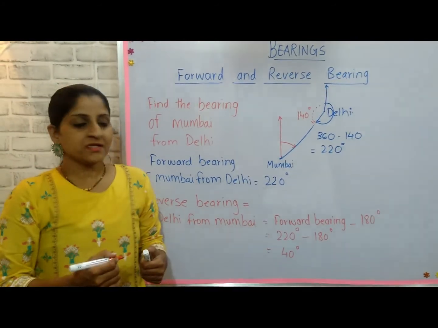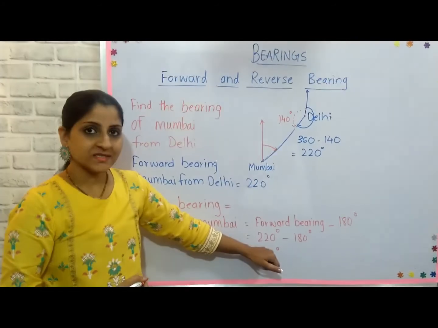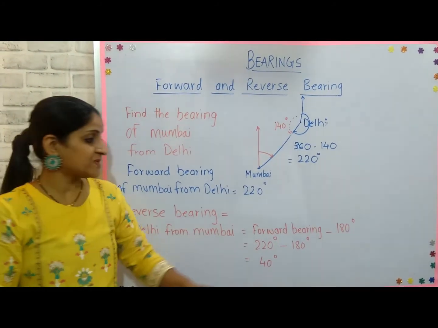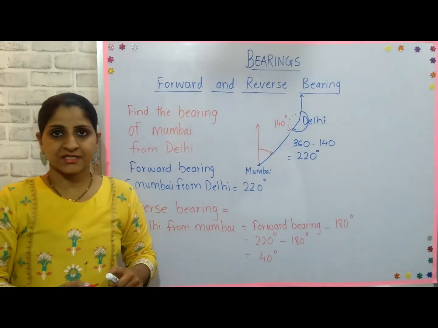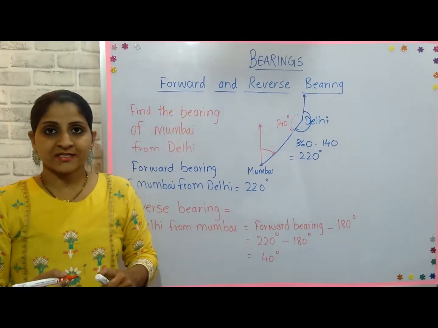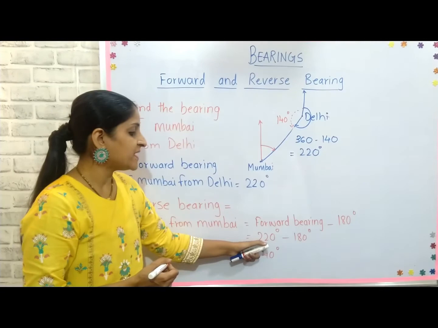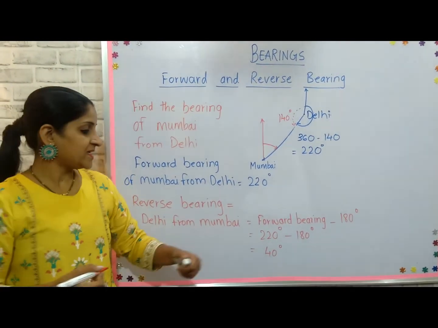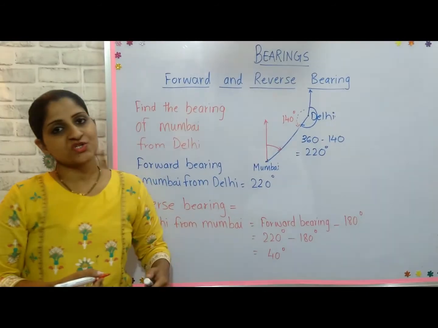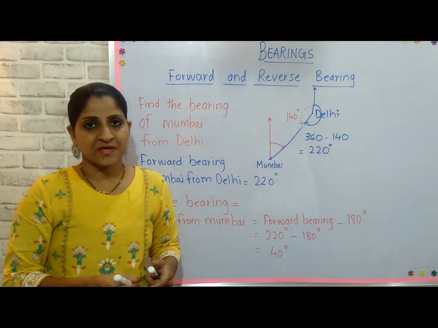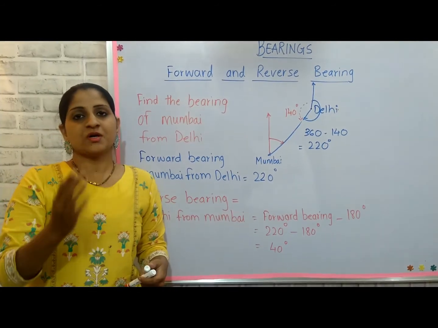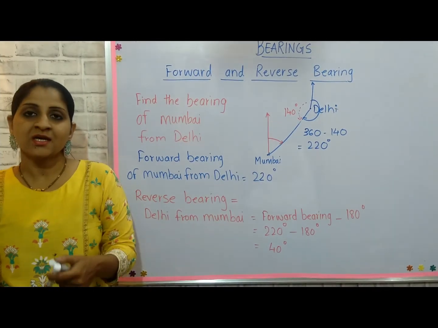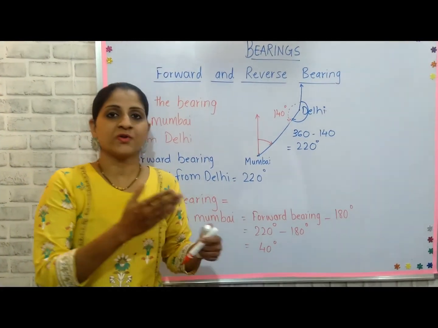The forward bearing in this case was 220 degrees, and to calculate the reverse bearing, we subtracted 180 degrees. Why do we subtract 180 degrees? Because my forward bearing angle was more than 180 degrees. When I do that, I get an answer of 40 degrees, which is the answer for my reverse bearing. Now we have to do a quick recap of the two rules about the reverse bearing that we did. The reverse bearing rules will now come on your screen.